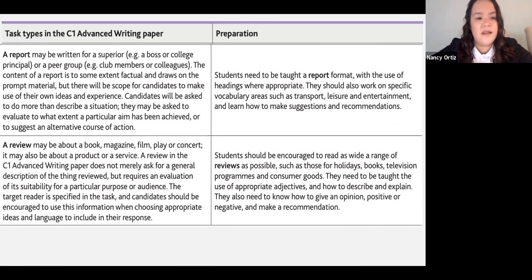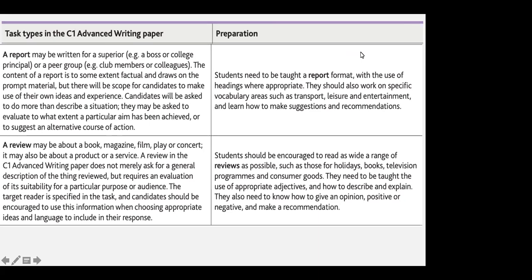A review in the C1 Advanced Writing paper does not merely ask for a general description of the thing reviewed, but requires an evaluation of its suitability for a particular purpose or audience. The target reader is specified in the task, and candidates should be encouraged to use this information when choosing appropriate ideas and language to include in their responses. Constanza, please read the preparation.